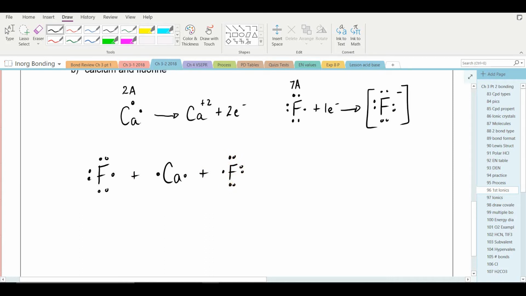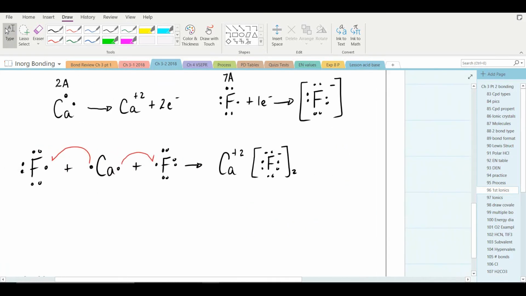This is an ionic bond. Calcium will donate 1 electron to one fluorine and 1 to the other, and that'll produce this Lewis structure, Ca 2+. And here's the fluorides, and we'll put a 2 here. So from that we can determine that the formula would be CaF2. The name is calcium fluoride.